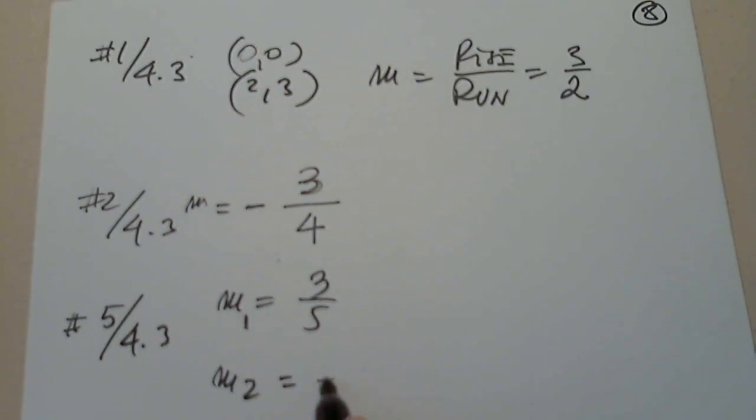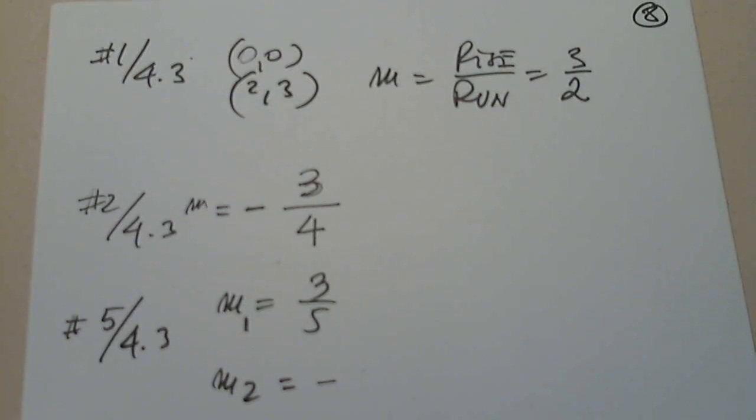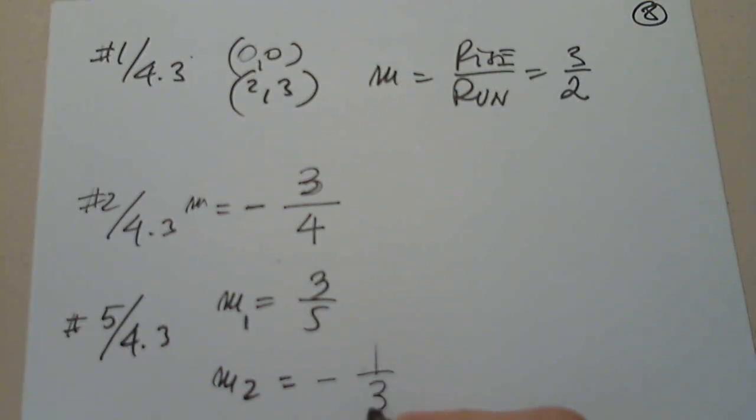Negative. Indeed. So I found these 2 points, one here and one here. I need to identify the run and I need to identify the rise. The run between these 2 points and the rise between these 2 points. Negative 1 over 3. 1 over 3 indeed, with minus in front.